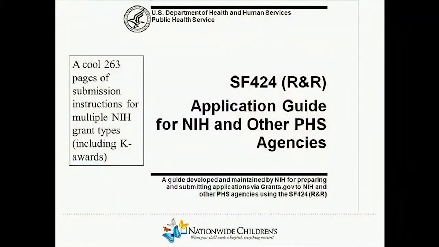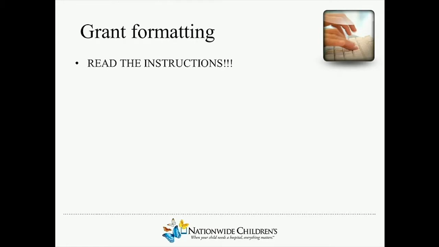So how do you start? Well, it turns out they give you instructions. A sweet 263 pages of instructions written in federalese for you to begin the writing process. Now, I'll tell you, all those 263 pages are not for your grant, right? Because they have instructions for all different kinds of grants in there. But find the parts that are about your grant that you want to submit.